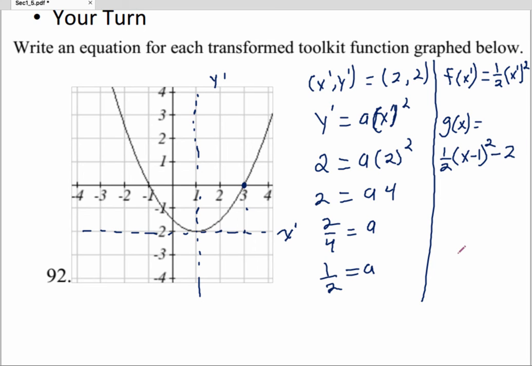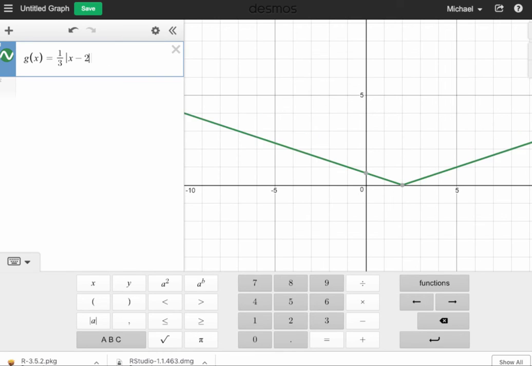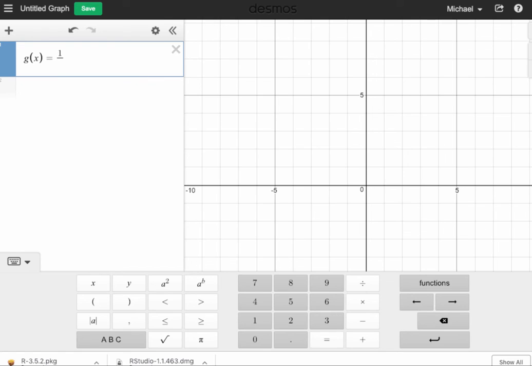All right, again, we're going to go check that in Desmos. So we'll come in here, and we'll go in 1 divided by 2, and then you're going to put in parentheses x minus 1, and then you're going to go ahead and close that parentheses, and you're going to square it, and then you are going to shift it down by 2.